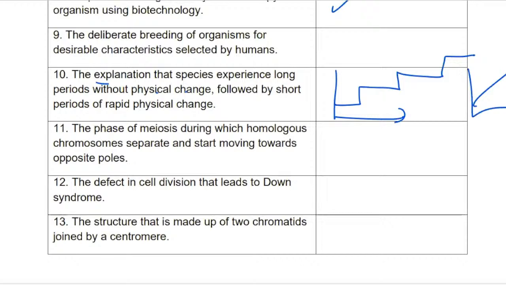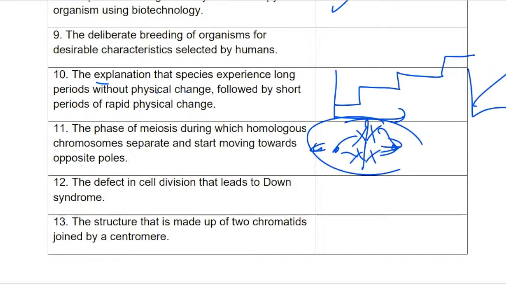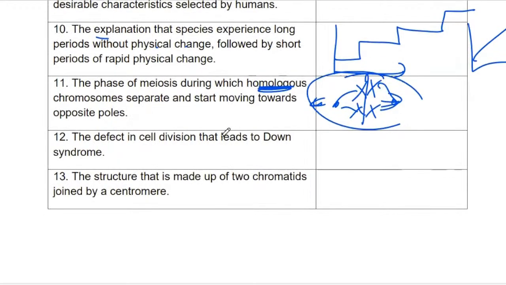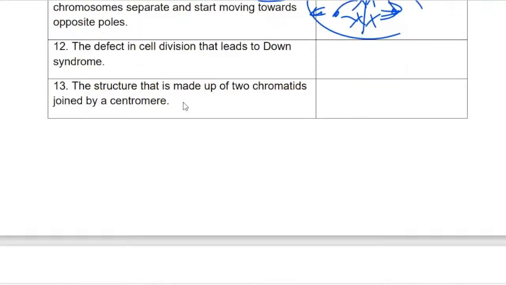Then the phase of meiosis during which homologous chromosomes separate and start moving towards the opposite poles. Homologous chromosomes are being separated and then they move to opposite poles. So it is anaphase 1 because they're saying homologous. Don't just say anaphase, it must be anaphase 1. The defect in cell division that leads to Down syndrome, we call it non-disjunction.